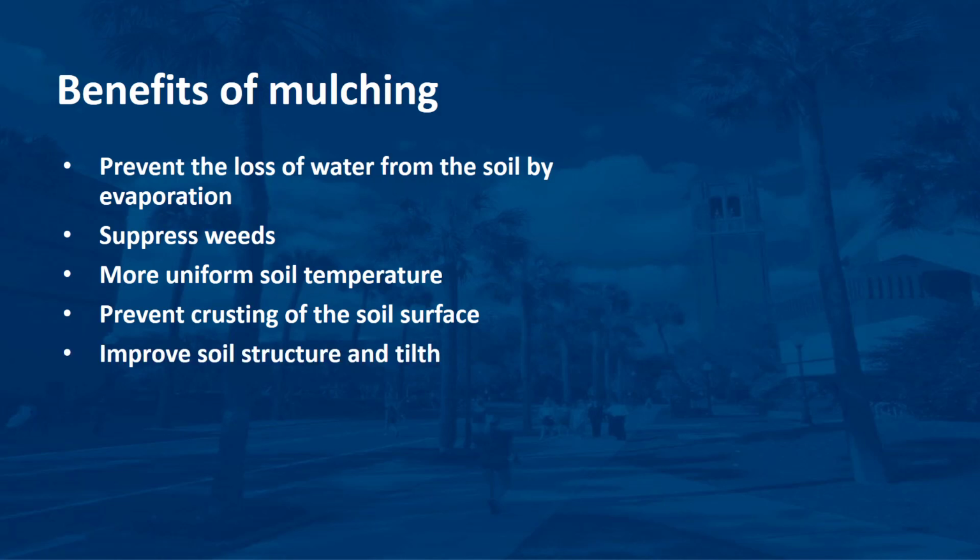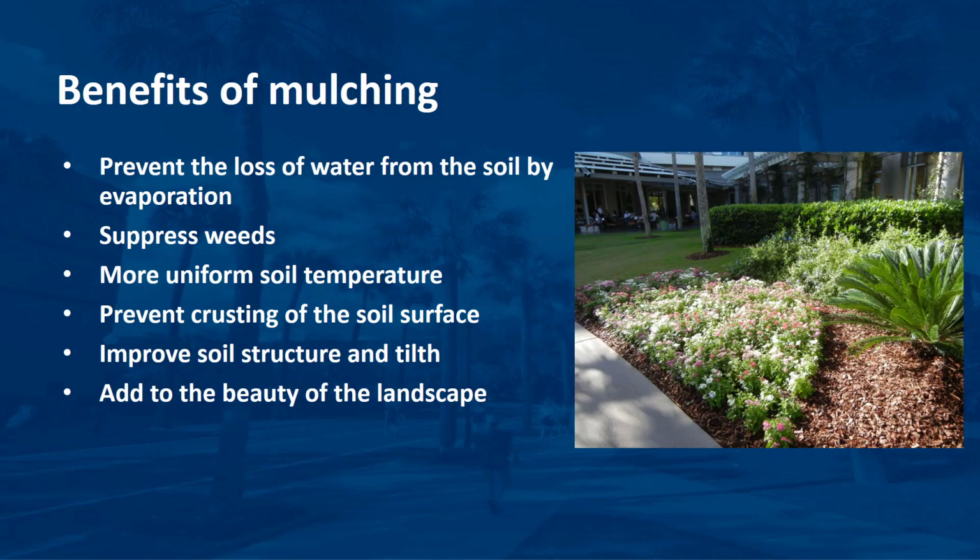Organic materials used as a mulch can improve soil structure and tilth. As mulch decays, the material becomes topsoil. Decaying mulch may also add nutrients to the soil. Mulches add to the beauty of the landscape by providing a cover of uniform color and an interesting surface texture.